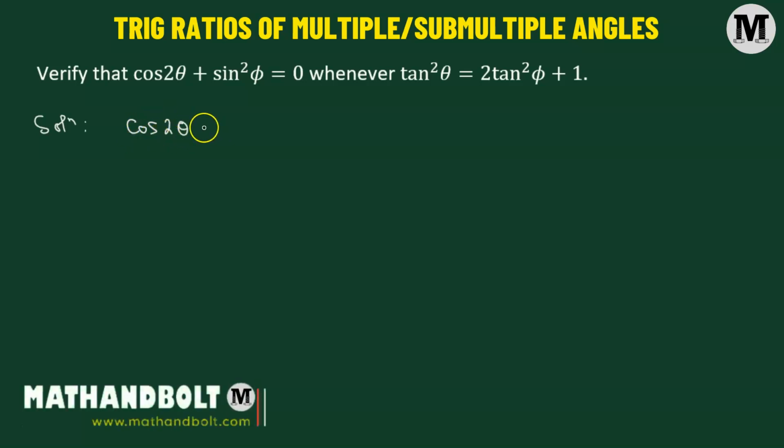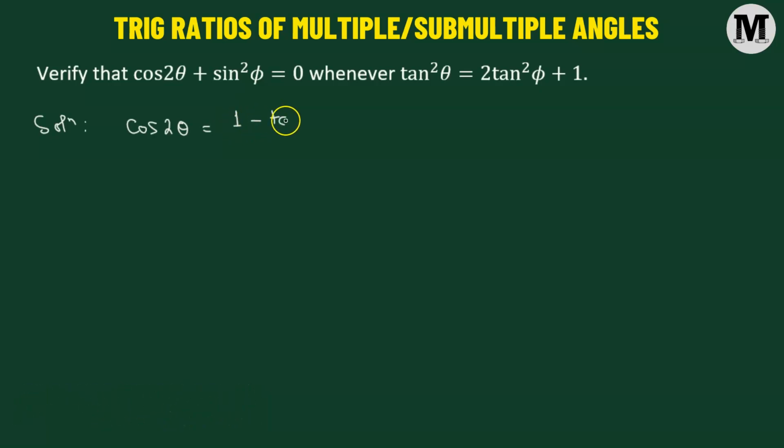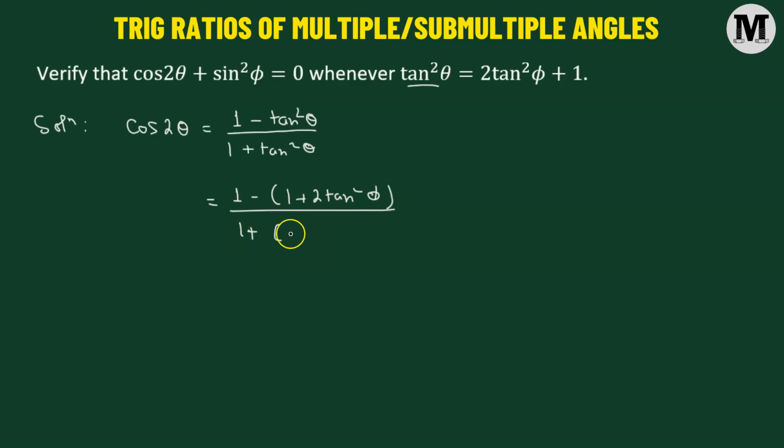will find cosine 2 theta in terms of the tangent function, which is given by 1 minus tangent squared theta divided by 1 plus tangent squared theta. Now, luckily for us, the value of tangent squared theta is given to us. So let's replace tangent squared theta with 1 plus 2 times tangent squared phi. Divided by, we have 1 plus tangent squared theta. So that will be 1 plus 2 times tangent squared phi.